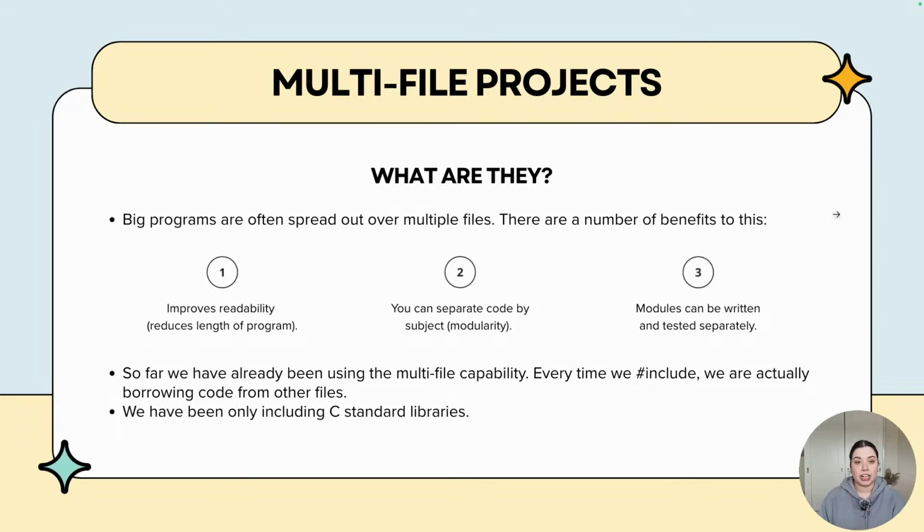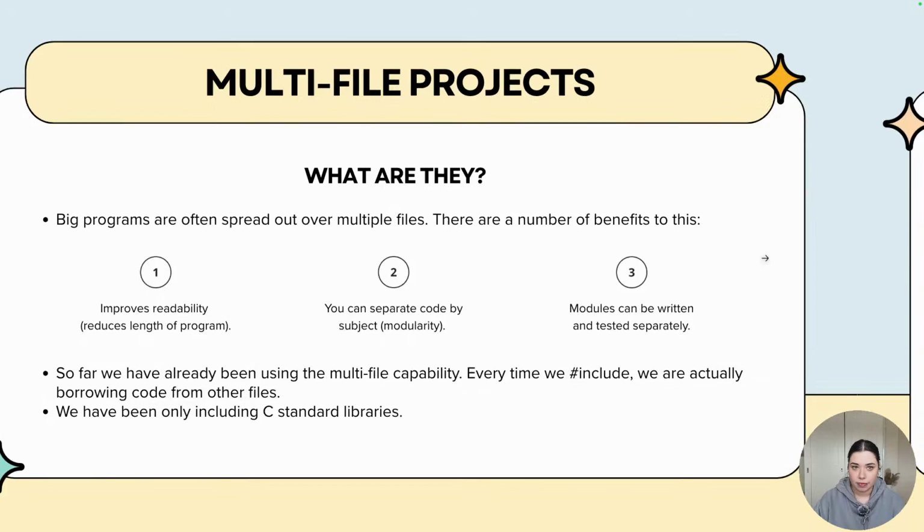Up until this point in the course, you've actually already been using multi-file systems, even though we've only been working in a single .c file. And this is because every single time you hash include, you're actually borrowing code from other files. So ctype.h, math.h, string.h, all of those libraries that you've been including when you need certain functions like string compare or is lower to upper, all that stuff. Those are actually you just borrowing code from other files.